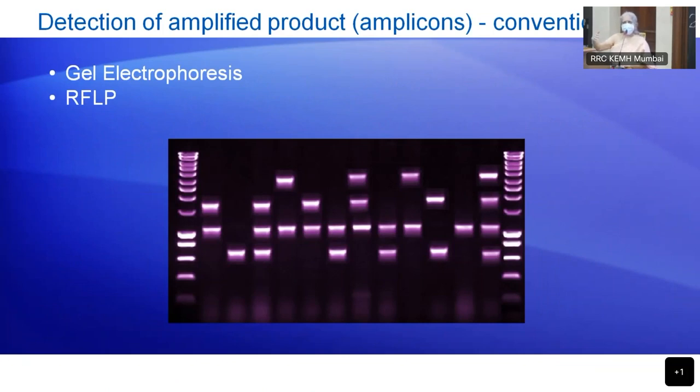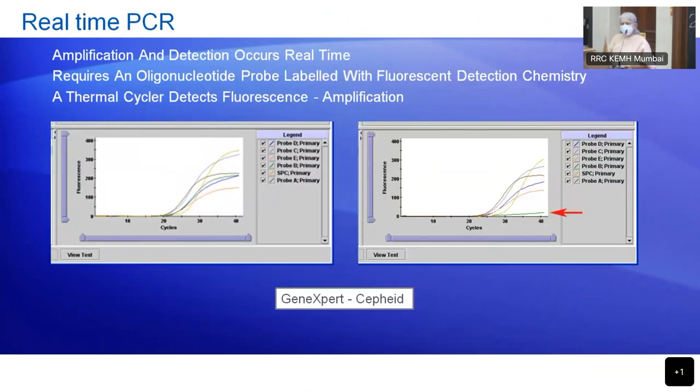Multiple cycles have happened, there are n number of copies. So now you have to do what is called post-amplification detection. Detection after amplification could be done by gel electrophoresis, or it can be done using a real-time PCR machine where you don't have to run the gel.